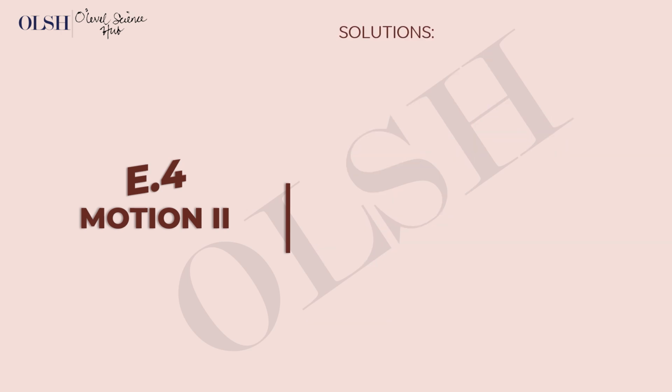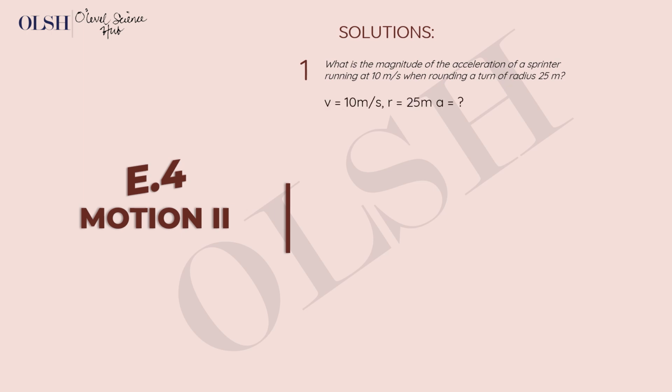Question 1: What is the magnitude of the acceleration of a sprinter running at 10 meters per second when rounding a turn of radius 25 meters? If we look at the things we're given and what we're to find, we have velocity at 10 meters per second and radius at 25 meters, and we're asked to find the magnitude of the acceleration. We know that centripetal acceleration is equal to velocity squared over radius.